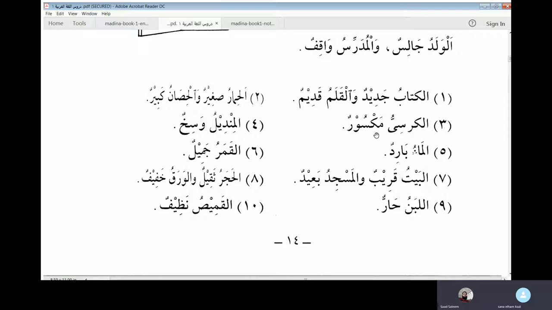Al-kursiyyu maksur, the chair is broken. Al-mindilu wasikh, the handkerchief is dirty. Al-ma'u barid, the water is cold. Al-qamaru jamil, the moon is beautiful. Al-baytu qarib wal-masjidu ba'id, the house is near and the masjid is far. Al-hajaru thaqil wal-waraqu khafif, the stone is heavy and the paper is light. Al-labanu harr, the milk is hot. Al-qamisu nazif, the shirt is clean.